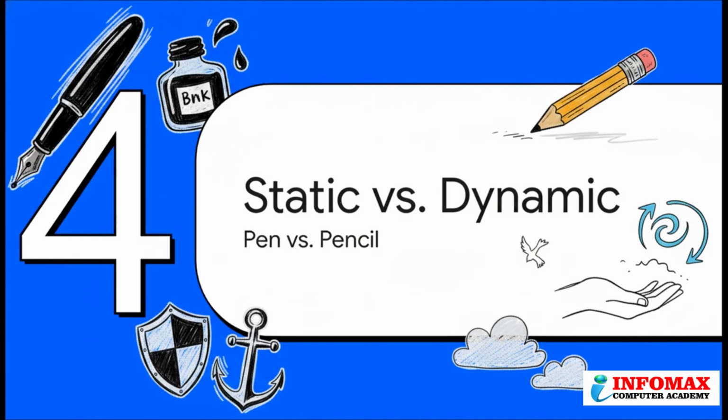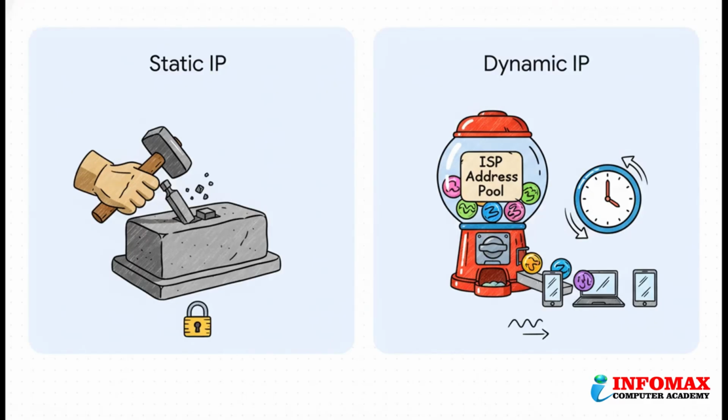Okay, our last big distinction here is all about permanence. We're talking static versus dynamic addresses. And the analogy for this one is super simple. Is your address written in pen, or is it written in pencil, where it can be erased and changed at any moment? A static IP is exactly what it sounds like. It's static. It's fixed. It doesn't change. It's like it's carved in stone.